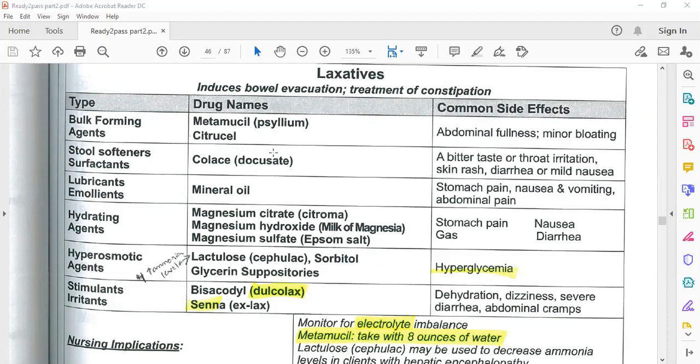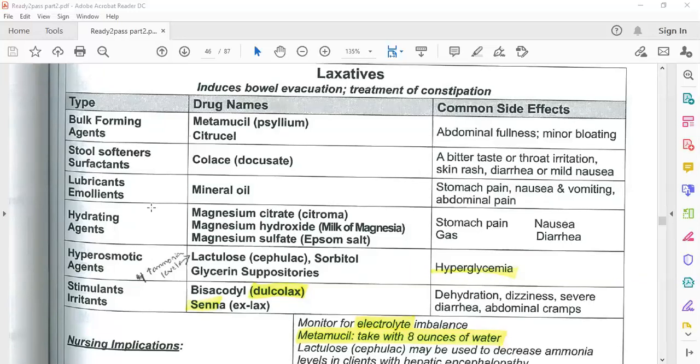Another common laxative is called docusate sodium, docusate, right? They are surfactant laxatives, or stool softeners. They can soften the stool by increasing the water content from the intestine. Stool softener or surfactant laxatives.